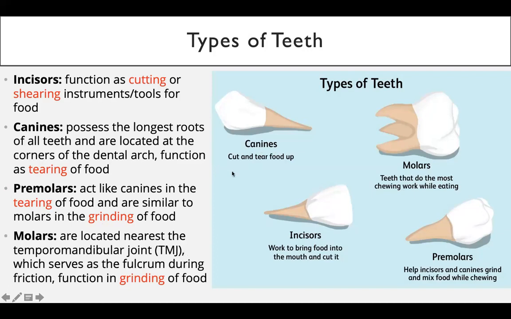Canines cut and tear food. So what about incisors? Incisors bring food into the mouth, let it stay in it, and cut it. Other than cutting, canines tear it up. Premolars, like canines, tear, and like molars, grind. And then we had molars for chewing or grinding of food.